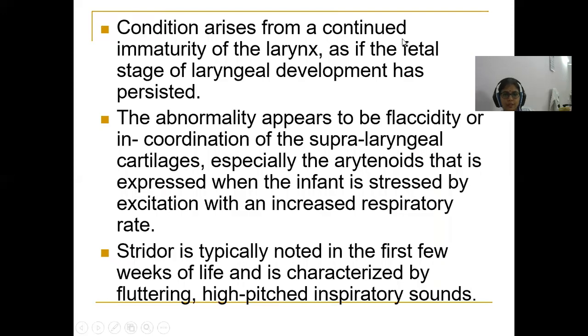So the condition arises from a continued immaturity of the larynx, as if the fetal stage of laryngeal development has persisted. The abnormality appears to be flaccidity or incoordination of supralaryngeal cartilages, especially the arytenoids, that is expressed when the infant is stressed by excitation with an increased respiratory rate. Stridor is typically noted in the first few weeks of life and is characterized by fluttering, high-pitched inspiratory sounds.